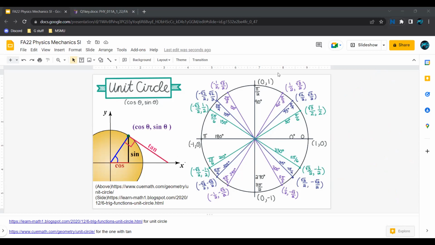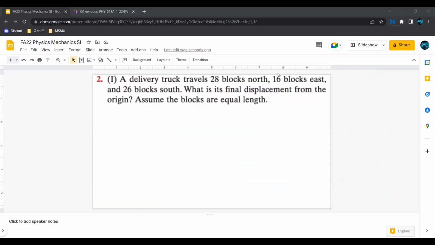Then we'll start with our first problem. This one's relatively simple. You have a delivery truck that travels 228 blocks north, 16 blocks east, and 26 blocks south. I'm going to take a screenshot of this so we'll be able to work with it better. To take a screenshot, by the way, press Shift Windows S.